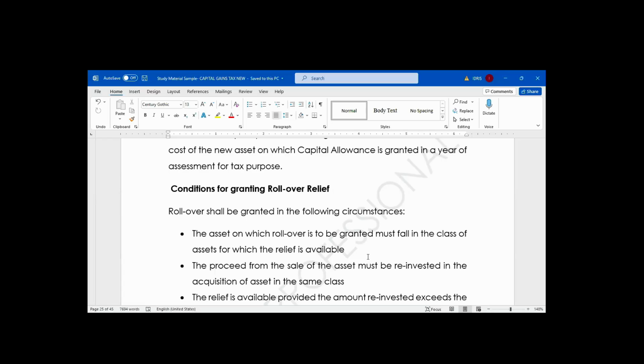The proceeds from the sales of that land and building must be reinvested in acquisition of land and building. You cannot reinvest in plant and machinery. The sales proceed of land and building must be used to acquire a new land and building, the same class of assets. When you dispose land and building, that sales proceed, you must reinvest it in the acquisition of new land and building.